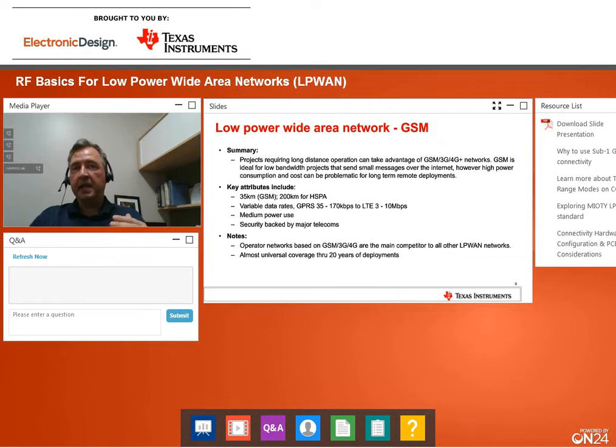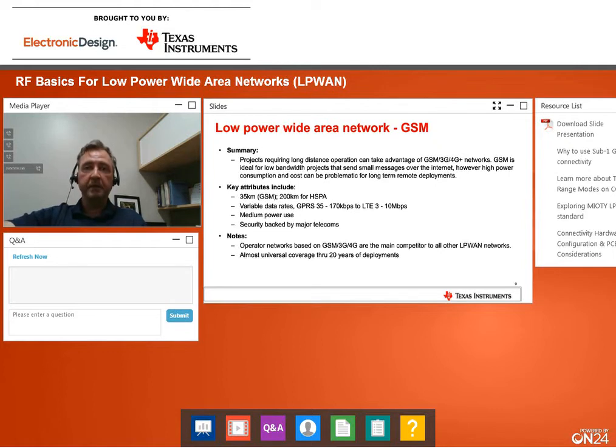So for the next couple of slides, I'm just going to talk about the three different kinds of LPWAN technologies that we could have. Here is the incumbent, and that is GSM or some kind of cellular technology. This has been around for almost 20 years, and therefore there's almost universal coverage throughout the entire world of these cellular technologies. But they do come at a high cost.